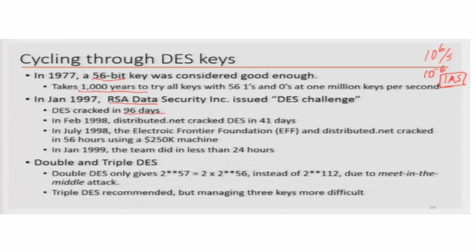In 98, another player in the challenge reduced it to 41 days, and then in 98 the Electronic Frontier Foundation and distributed.net reduced it to 56 hours, and in 99 they did it in less than 24 hours. So, at that point they decided that this is not safe, because attackers could use it, especially if the attacker is from a big nation with the government behind it, to crack the keys very, very fast, and therefore they decided that this is not safe.